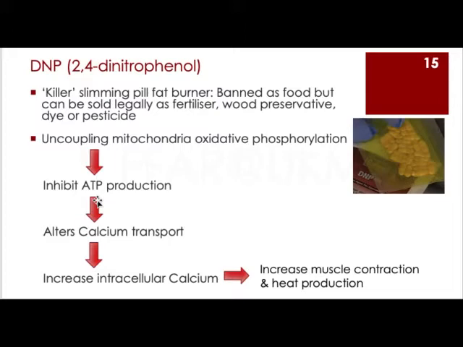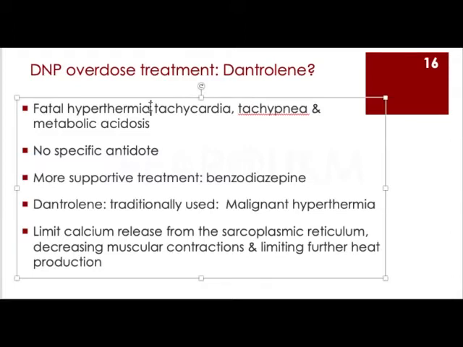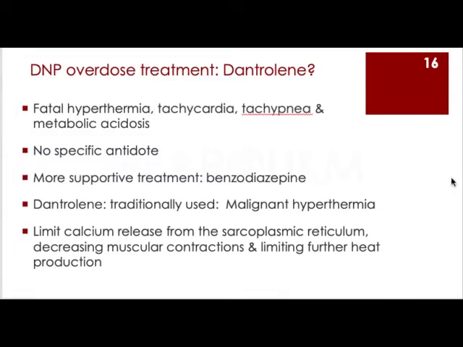Another proposed mechanism is that it's also through alteration in calcium transport, because when you stop the production of energy, it causes haywire of the whole system. The system goes wrong by itself. It causes an increase in intracellular calcium, which causes increased muscle contraction and more heat production. Therefore, it can be fatal in a way, causing fatal hyperthermia, tachycardia, and also metabolic acidosis.